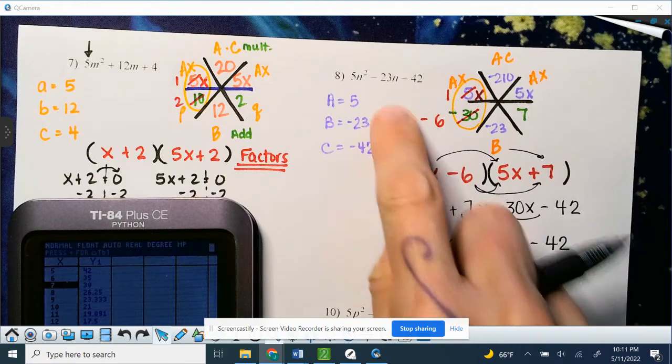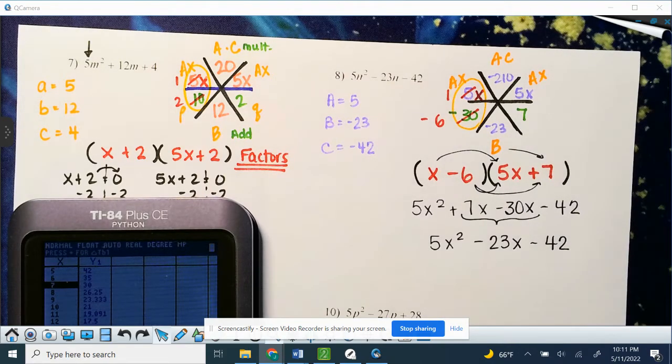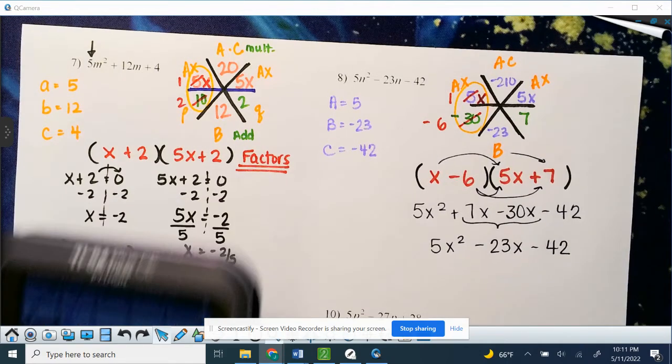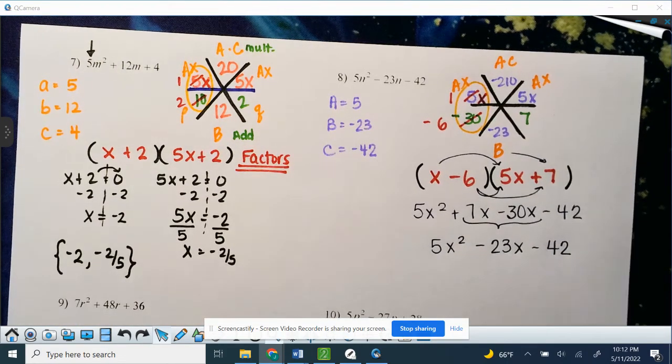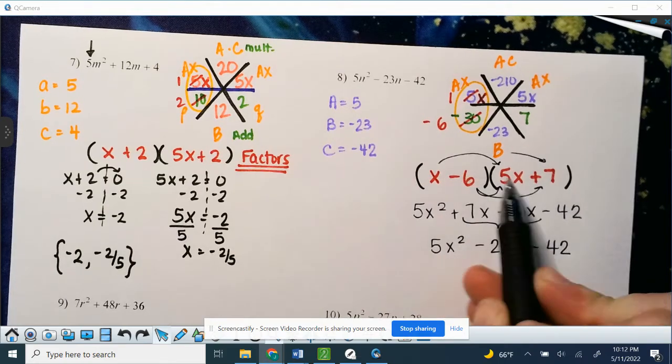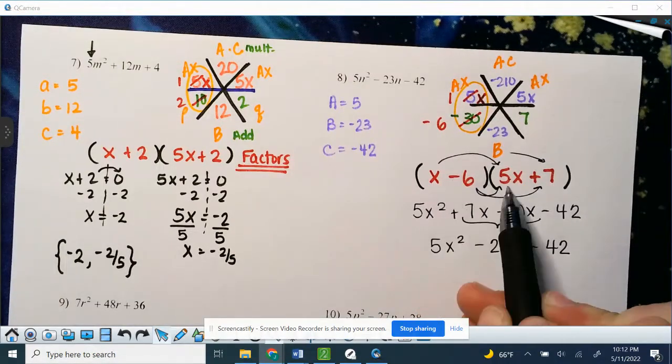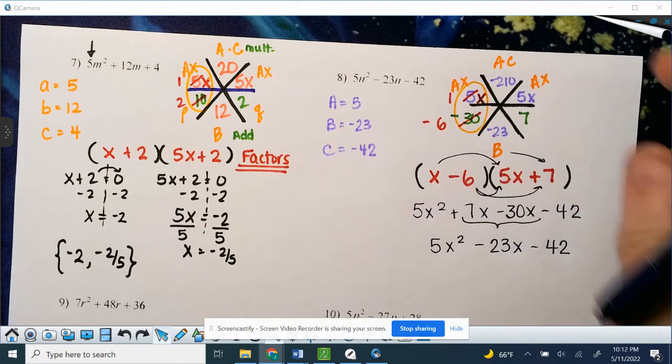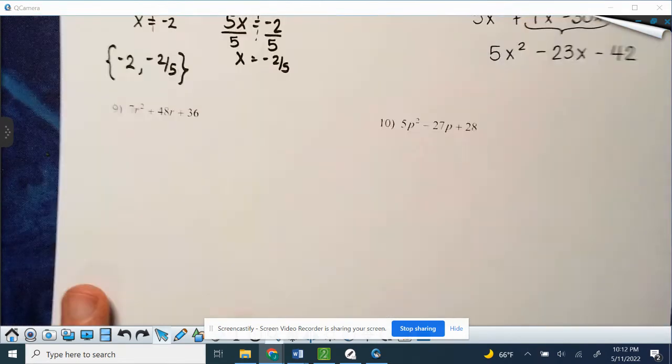Again, if you do Delta Math, make sure you use the right variables. For my handwriting, I'm using x so you can see what's going on. But do not change the variable in Delta Math or they will absolutely count it wrong. So just be aware. And then again, this is factors, not solved. You would have to set these both equal to 0 and solve for your solutions, roots, zeros, and x-intercepts.